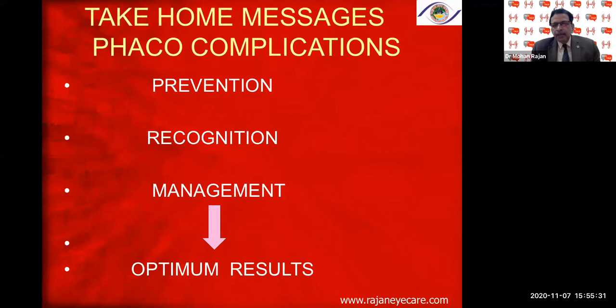Once you have PCR, please understand the incidence of endophthalmitis can go up 4 to 5 times. And my message is to try to suture all the wounds if possible, because there can be micro leaks that can lead to endophthalmitis.